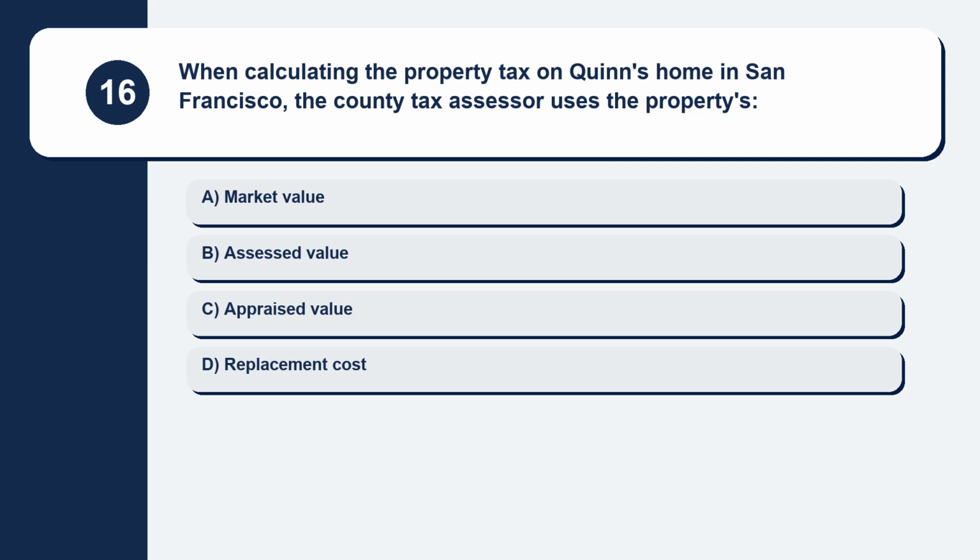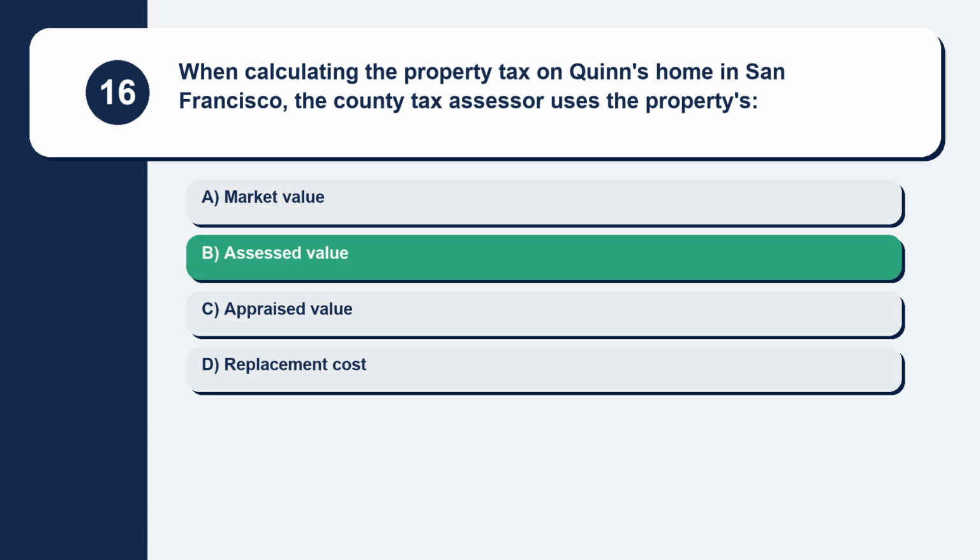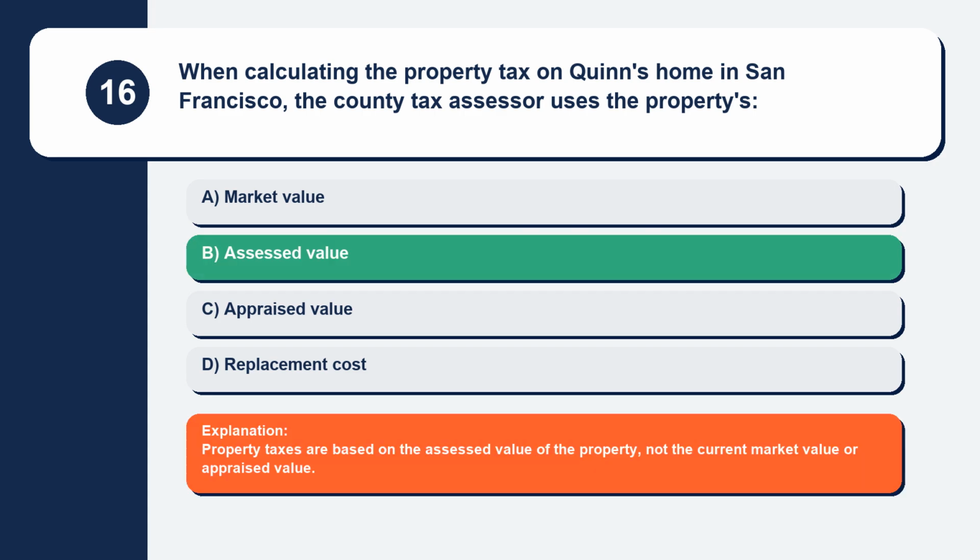Question 16. When calculating the property tax on Quinn's home in San Francisco, the county tax assessor uses the property's. Here are your options. Option A, market value. Option B, assessed value. Option C, appraised value. Option D, replacement cost. The correct answer is option B, assessed value. Explanation: property taxes are based on the assessed value of the property, not the current market value or appraised value.